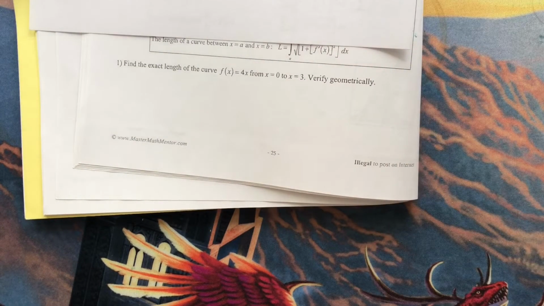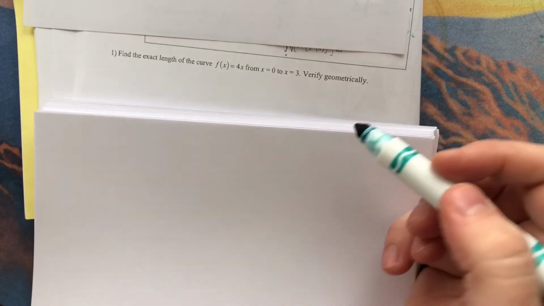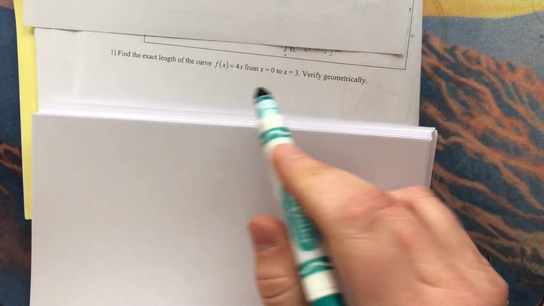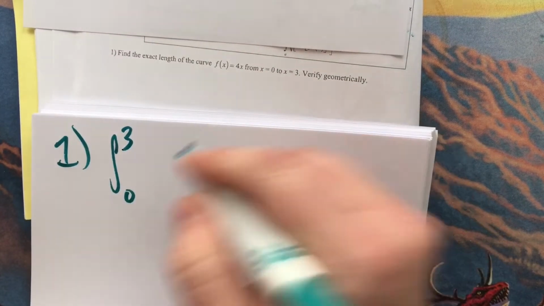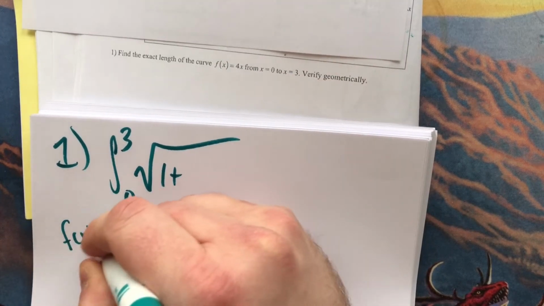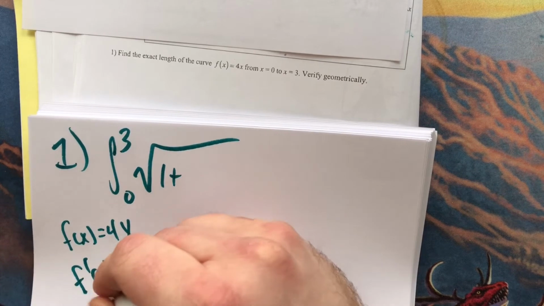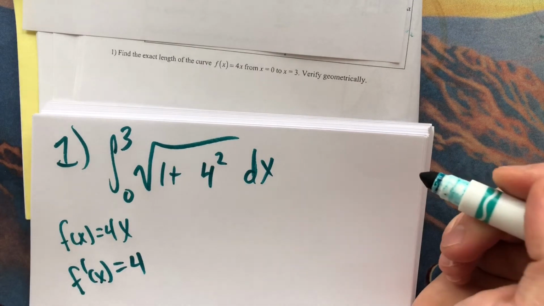And then we'll get to surface of revolution later. So, arc length. Find the exact length of the curve f of x is equal to 4x from x is equal to 0 to x is equal to 3. Verify geometrically. I added an extra c in there. So, literally, for number 1, go from 0 to 3, square root, 1 plus, what's f prime? If f of x is equal to 4x, f prime of x is equal to 4, okay?